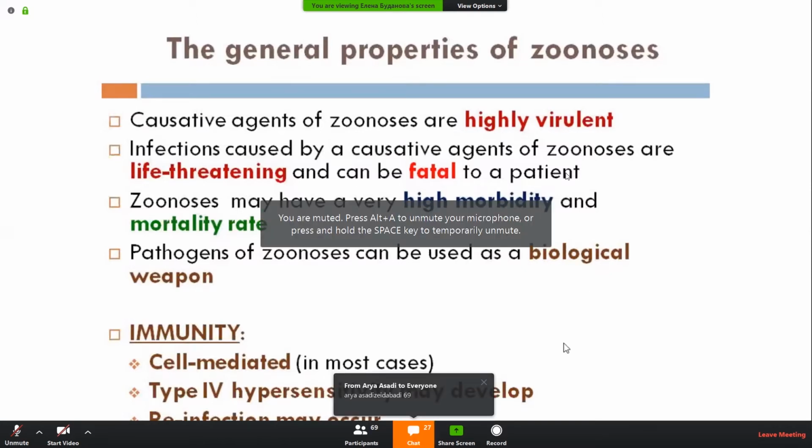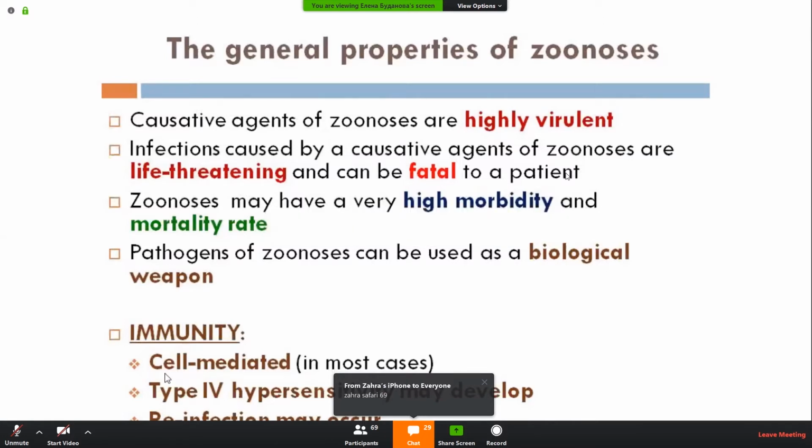Speaking about immunity to the disease, in all these cases, we can say that it is cell-mediated in most cases. Unfortunately, reinfection may occur in some diseases, and we are talking today about plague, tularemia, brucellosis, and anthrax. In all these diseases, type 4 hypersensitivity develops, which makes possible the use of a skin allergic test for diagnosis, for screening.